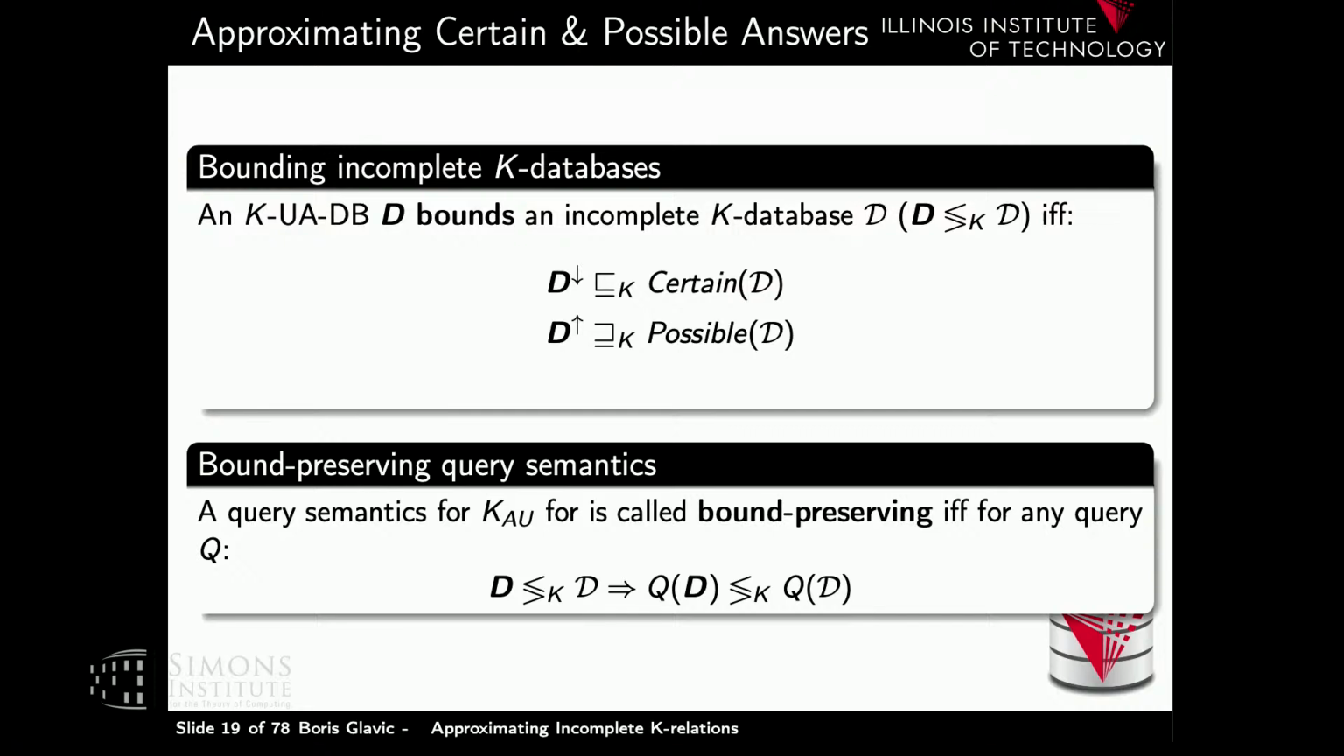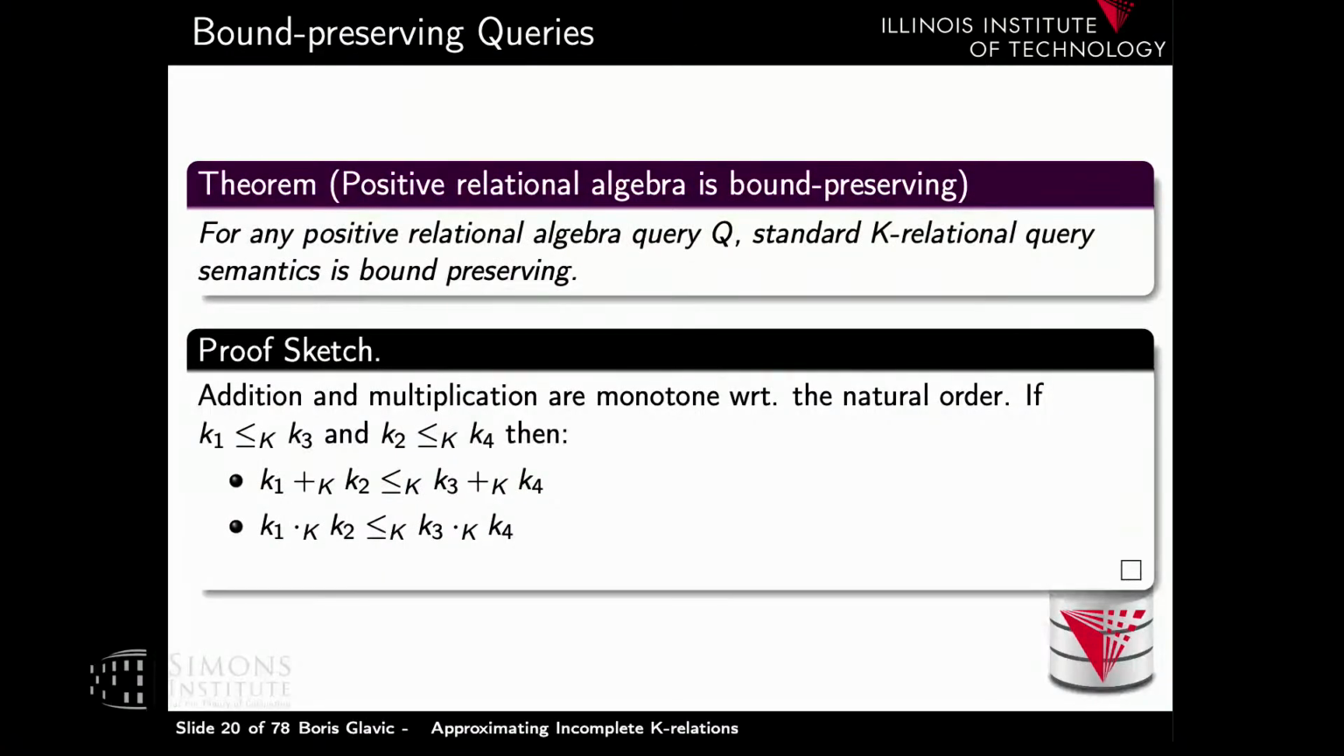So what I mean by that is if I have an UADB that bounds an incomplete database, I want that for any query from the class of queries, the query result also bounds all of the possible query results. Basically, computations preserve this bounding. That's why I call this bound-preserving query semantics. Okay, good. Now I show you one that is totally trivial and just works naturally, proves itself. So for any positive relational algebra query, the standard K-relational query semantics is bound preserving.